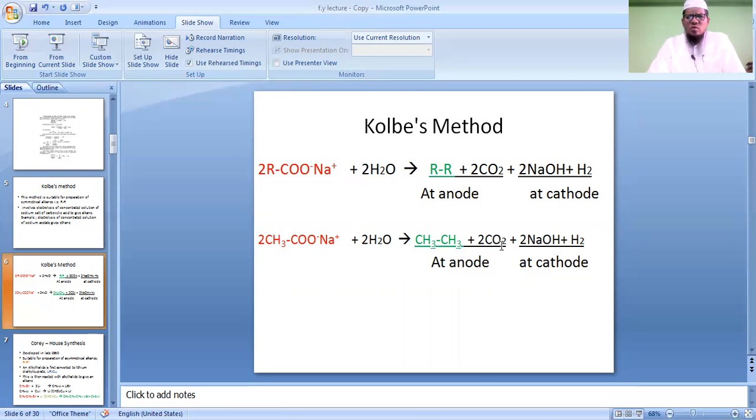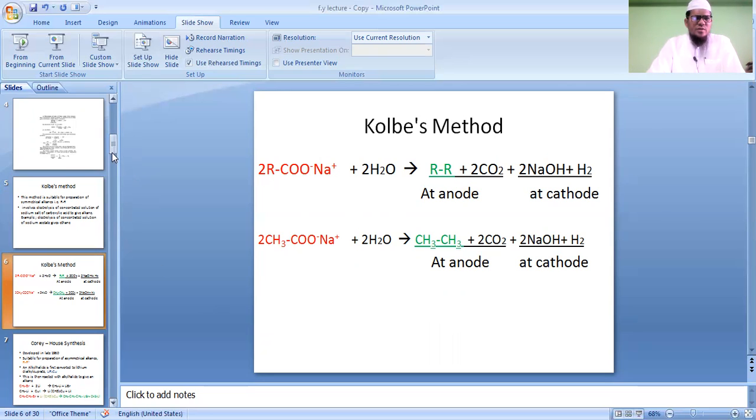Two things are evolved here. At the anode, there is formation of carbon dioxide and ethane. At the cathode, there is formation of sodium hydroxide and hydrogen. Okay, this is the simplest method. What is done in this method? Electrolysis of a concentrated solution of sodium salt of carboxylic acid is carried out. There is formation of symmetric alkane. This is called Kolbe's method.